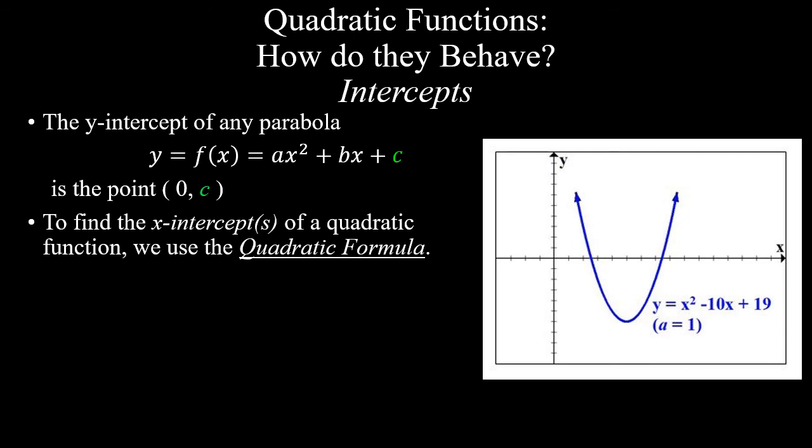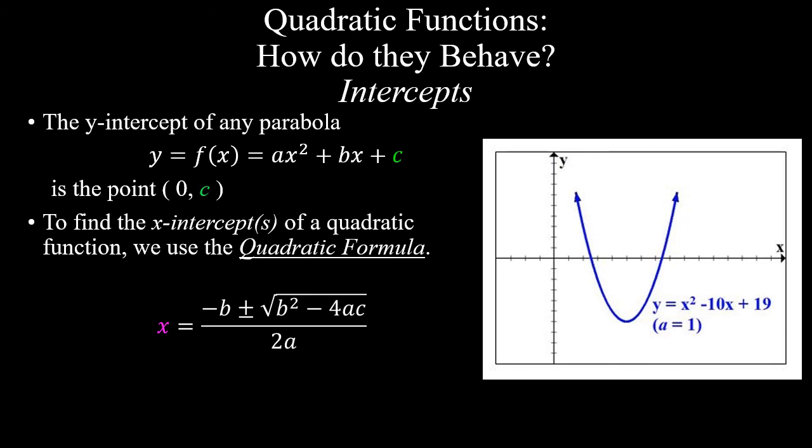X-intercepts are a different story. So to find the x-intercepts of a quadratic function, we use the quadratic formula, which says x equals negative b plus or minus the square root of b squared minus 4ac all over 2a. That will give you your x value, and your y value is, of course, 0 for your ordered pairs. Because, again, we're looking for the x-intercepts, so we plug in 0 for y, right?